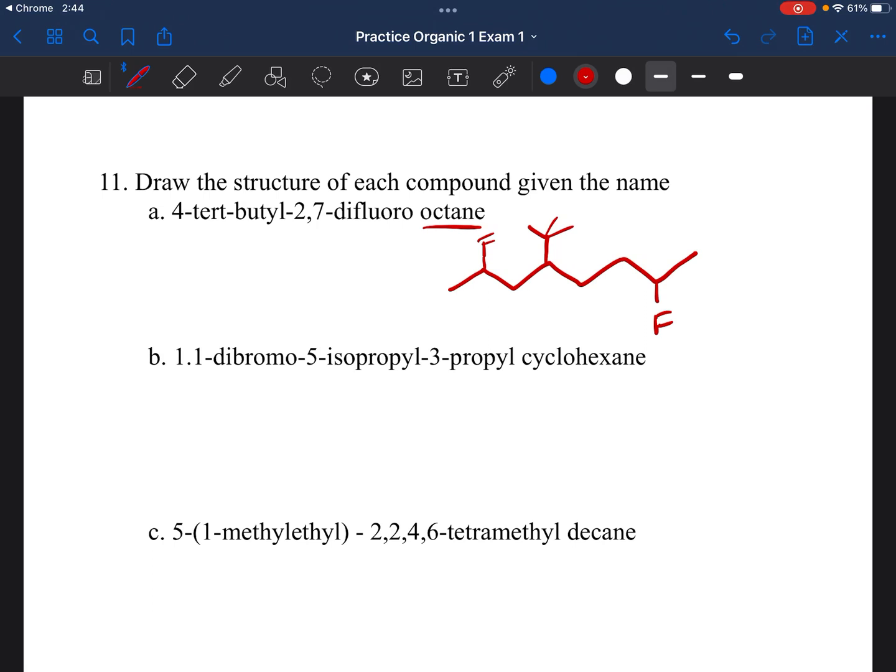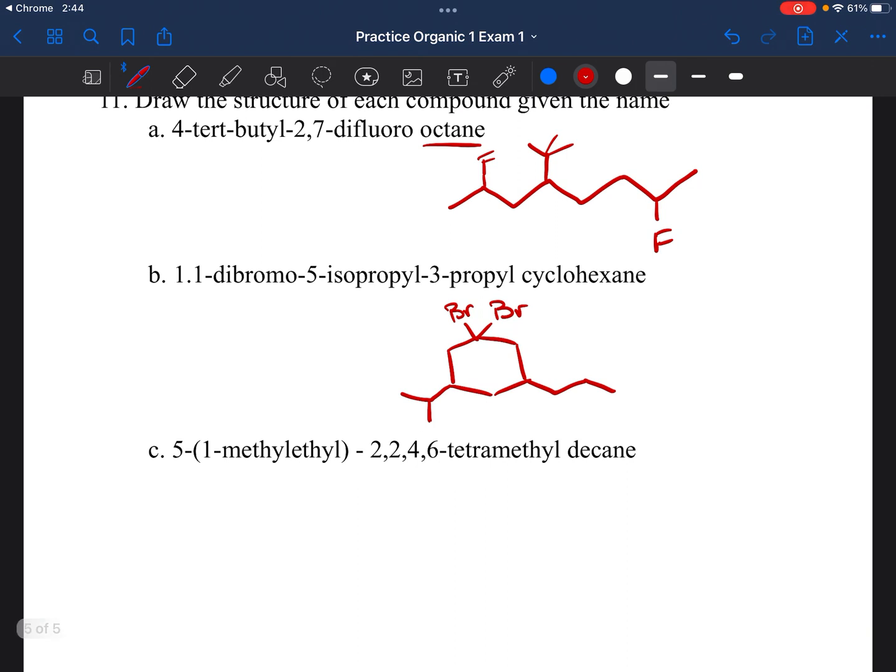For B, I'm going to start with my parent, which is cyclohexane. And then on carbon 1, and it can be whichever carbon you decide, I have 2 bromines. And then 1, 2, 3, 4, 5, I have an isopropyl group, so I need to know what that is. And on carbon 1, 2, 3, I have a propyl group. Right, so just a straight chain.